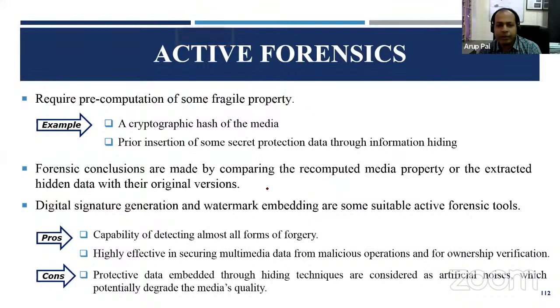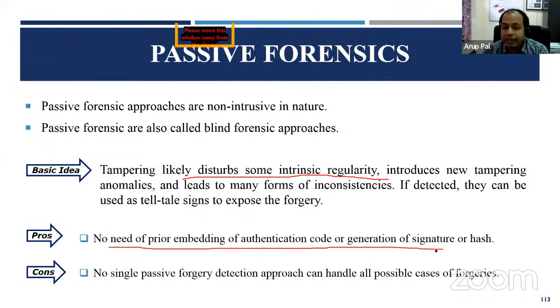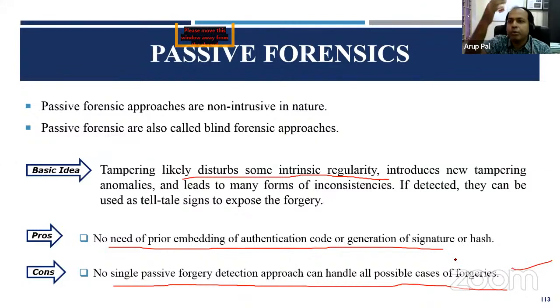Active forensics is quite effective, that I've already discussed. Now passive forensics, what happens? Tampering likely disturbs some intrinsic regularity, and there is no need for prior embedding of an authentication code. No single passive forgery detection approach can handle all possible cases of forgery, so that is one of the limitations. In this lecture, I will show you one of the passive forensics, based on copy move forgery.